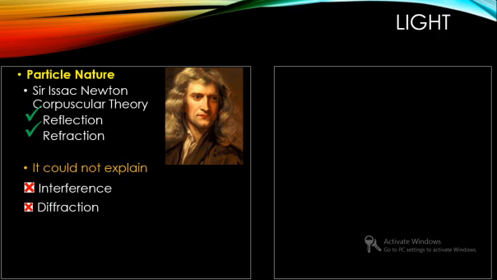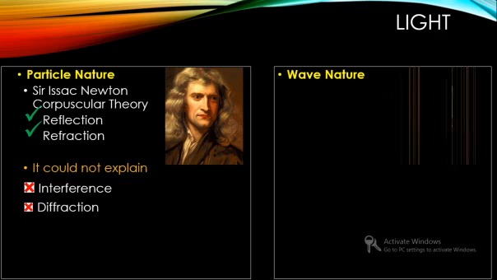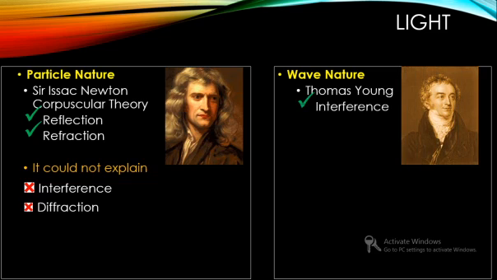So in order to explain interference and diffraction, wave theory was established by Christian Huygens, and it was applied by Thomas Young in explaining interference as well as diffraction. And it could also explain reflection and refraction based on the wave nature of light. So everyone thought that light should be considered as a wave, and that is how Maxwell proposed light as an electromagnetic wave.